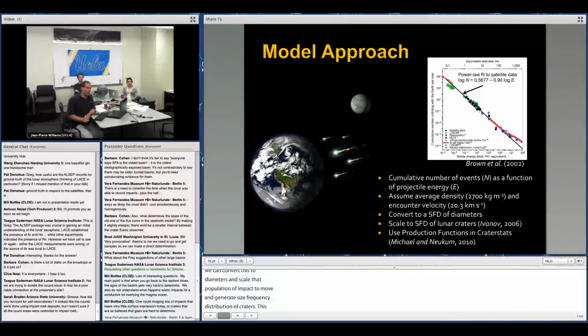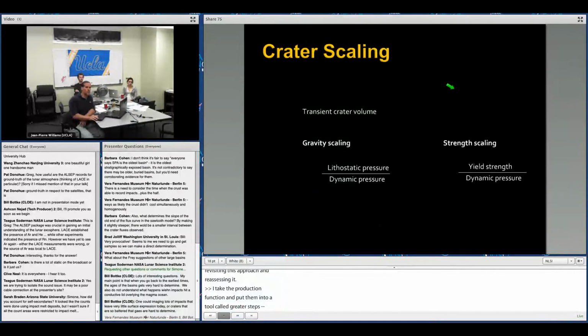And I think, with all the great LROC data now, it's worth revisiting this approach and reassessing it. So I then take these modeled production functions and put them into this tool called CraterStats, provided by Michael and Neukum in 2010. That provides an easy way to look at crater counts and compare them with these modeled isochrons. I lost part of my slide, it didn't translate here, I apologize.